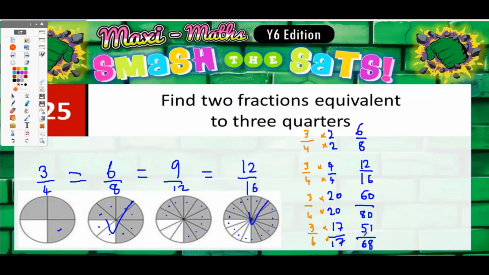So there's various ways you could do this. There's an unlimited set of answers. You just pick a number and times both numerator and denominator by that same number.